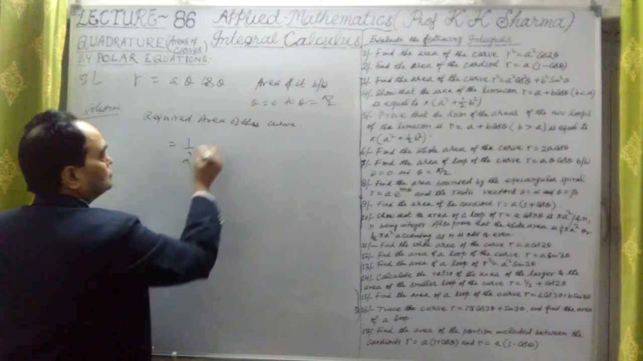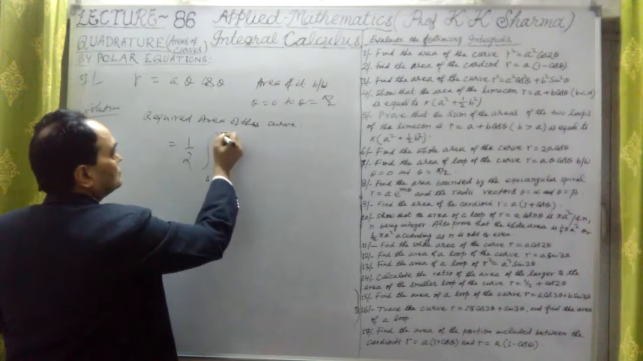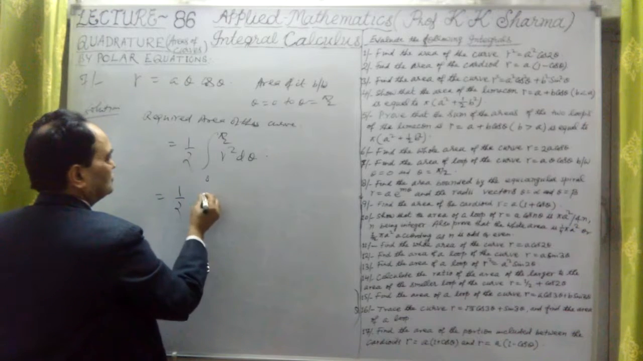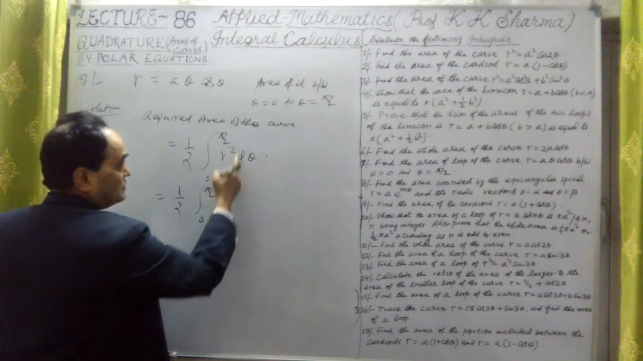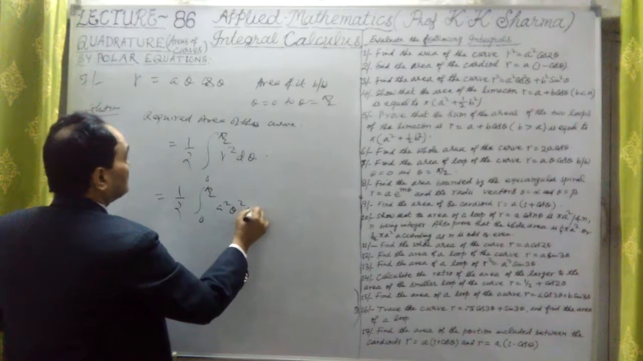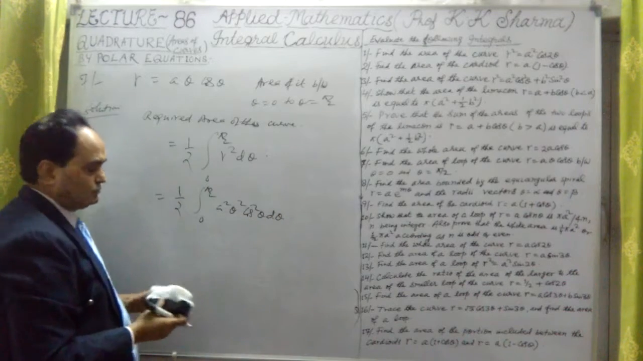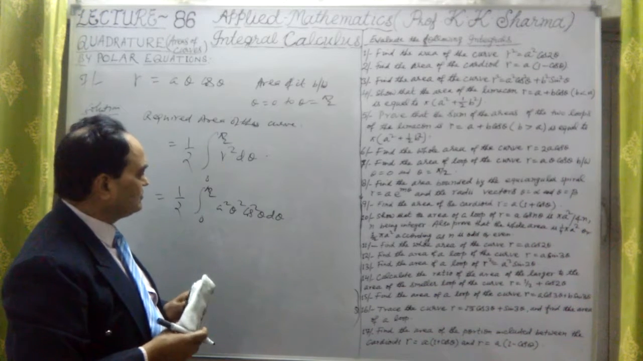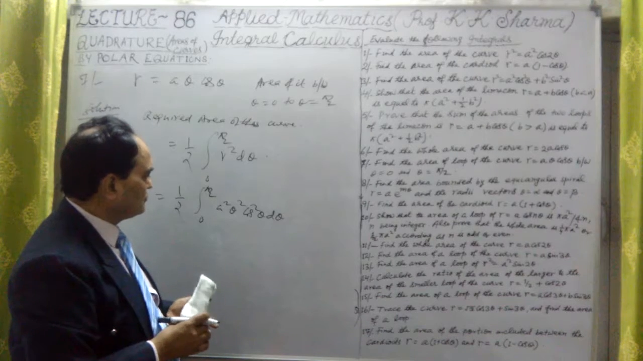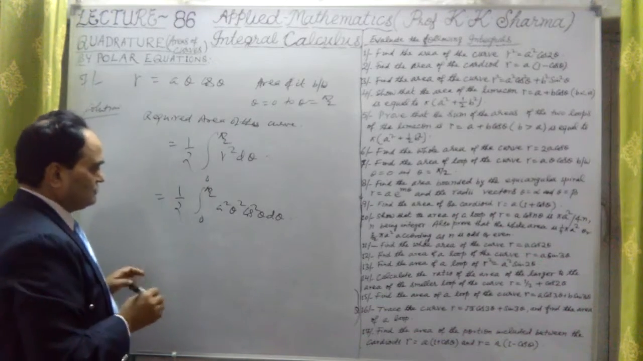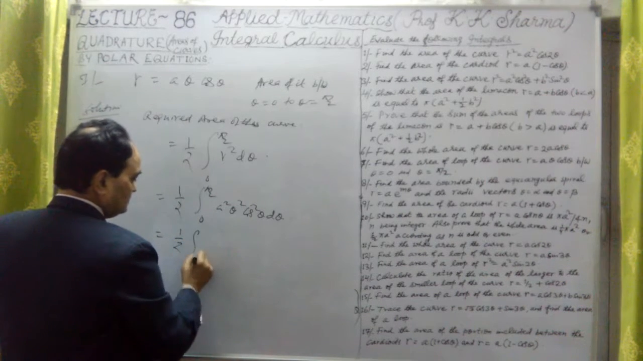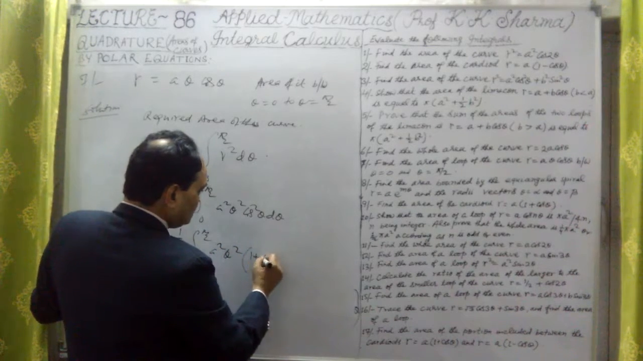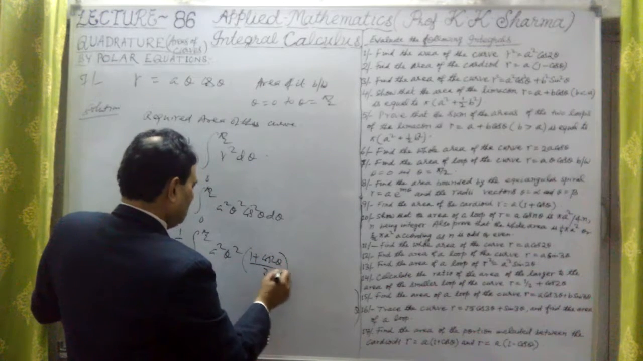1 upon 2, 0 to pi by 2, limit 0 to pi by 2 given to us, this is r square into d theta, and this is 1 upon 2, 0 to pi by 2, okay, r square here is a square theta square into cos square theta d theta, so the value. Okay, now if I substitute cos square theta as 1 plus cos 2 theta, simply it can be done that way also. So that will give us some different value. If I put cos square theta, let me substitute, 0 to pi by 2, this is a square theta square, cos square theta is 1 plus cos 2 theta upon 2, into d theta.